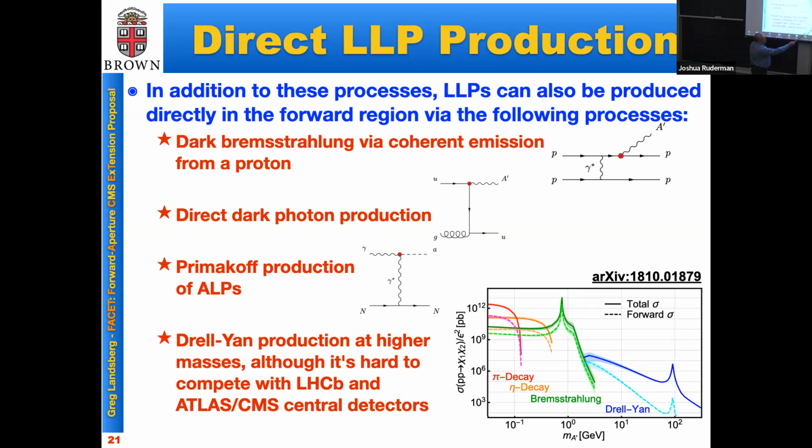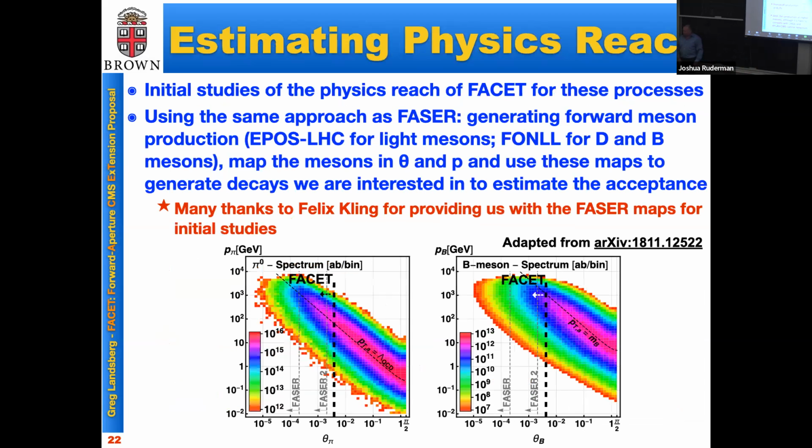Also, there's Drell-Yan production, of course, but it's hard to compete with LHCb and ATLAS and CMS central detectors, because you see that the cross-section of the Drell-Yan in the forward region, which is these lines, is much suppressed compared to the central production. But I will show you some example where we actually use Drell-Yan production.